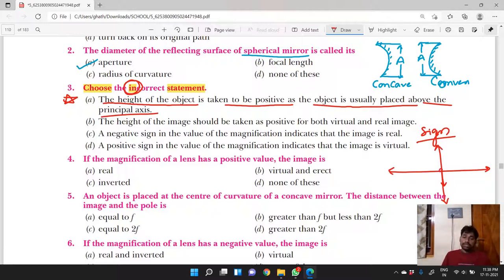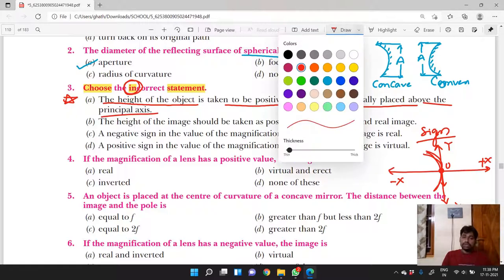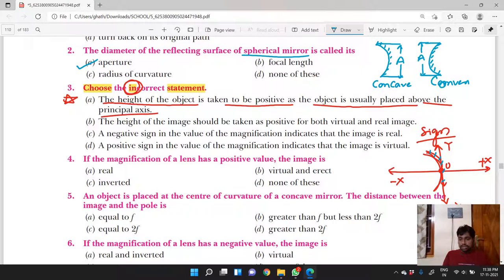Let us take this as the origin. This is the positive x-axis. This is the positive y-axis, the negative y-axis, and the negative x-axis. If a concave mirror is placed over this, the concave mirror has a coating on the bulging side. This is called the pole of the mirror.